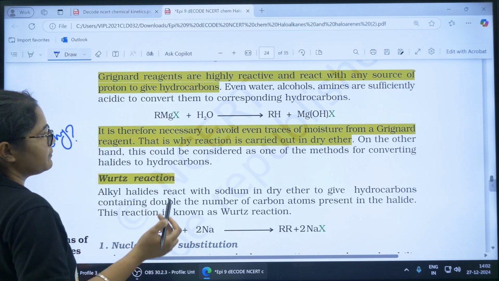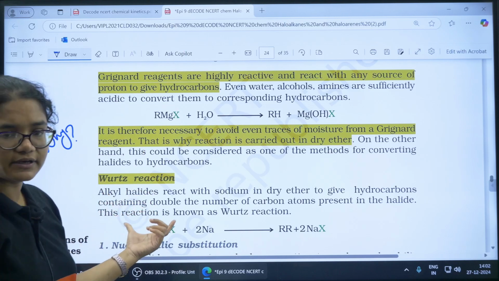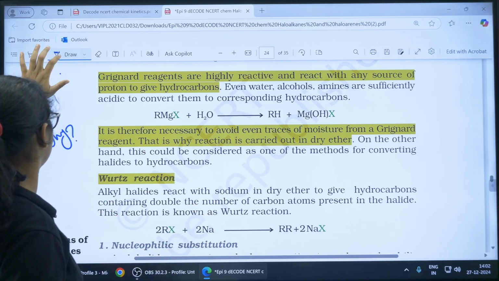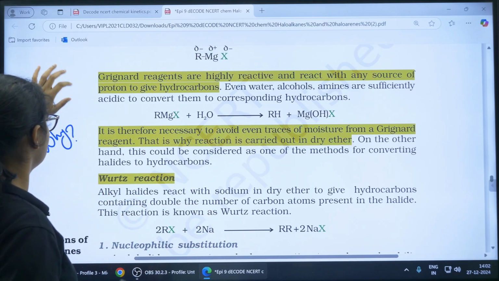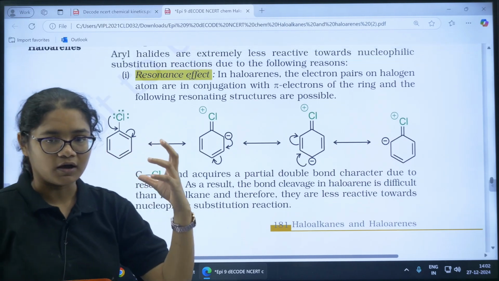Okay, why it should be prepared under dry condition. So that is why it is given here. Next, Wood's reaction, its definition and reaction, all the name reactions you should be studying in the same way. Okay, their statement and the reaction.